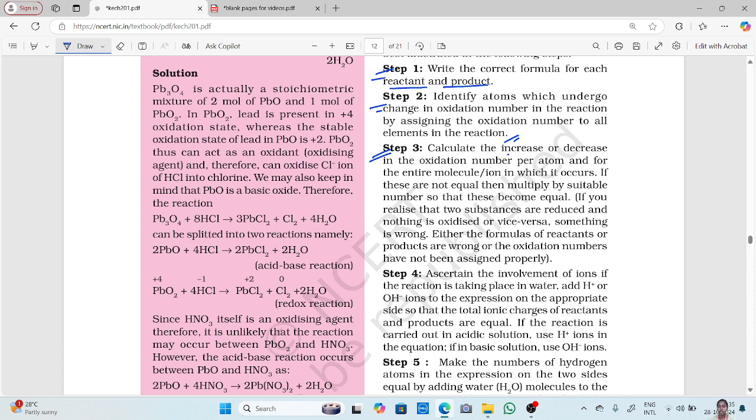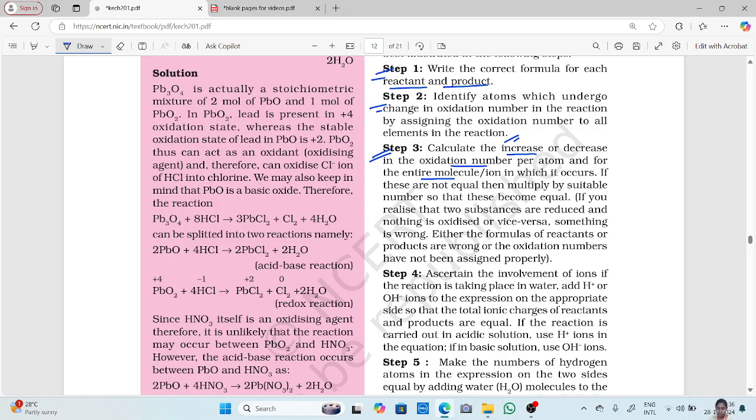Now calculate the increase or decrease in oxidation number per atom and for the entire molecule or ion in which it occurs. You have to calculate the increase or decrease in oxidation number for each atom and for the overall molecule or ion. If these are not equal, then multiply by a suitable number so that they become equal. If you realize that two substances are reduced and nothing is oxidized, or vice versa, something is wrong. Either the formula of the reactant or the product is wrong, or the oxidation number has not been assigned properly.